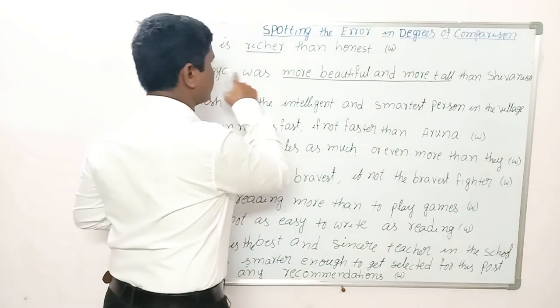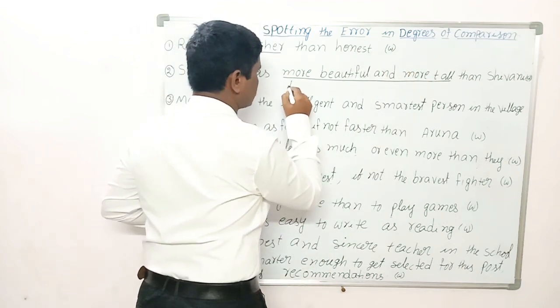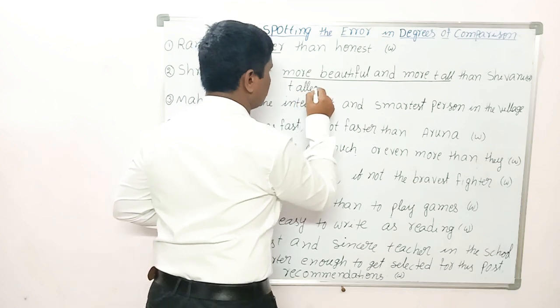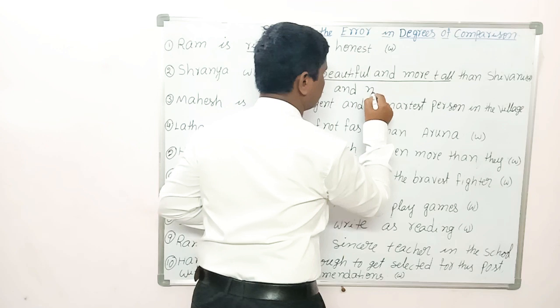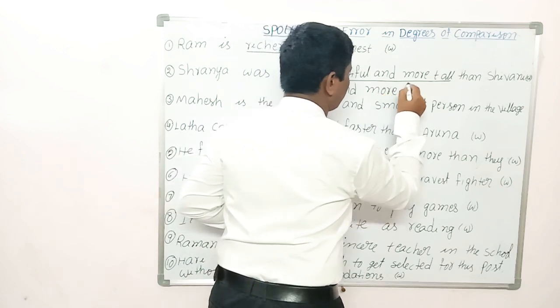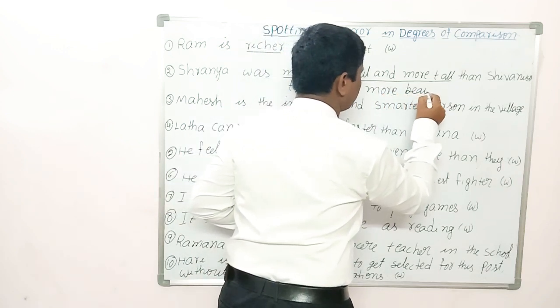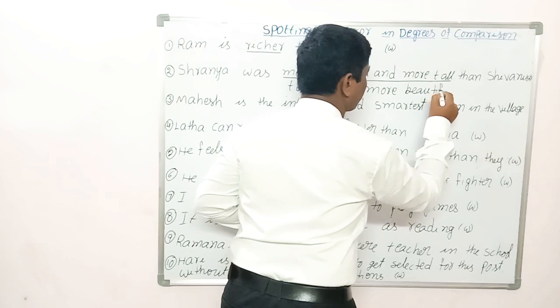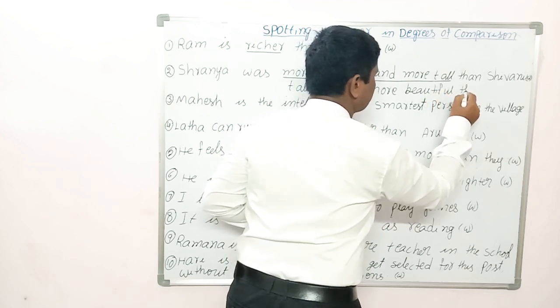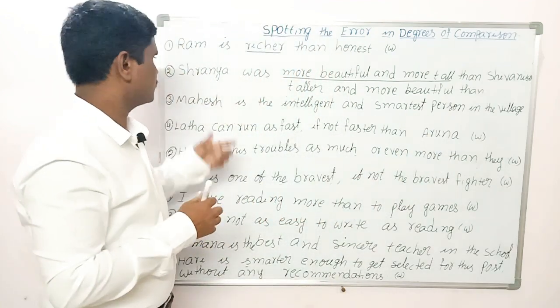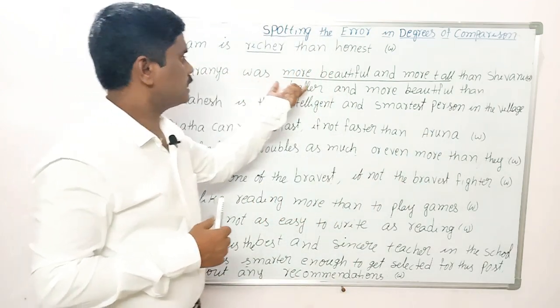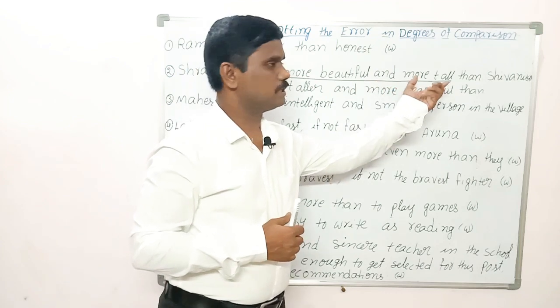That means first this one comes and next this one comes. Sharanya was taller and more beautiful than Shivani. This is the correct answer. Once again, Sharanya was taller and more beautiful than Shivani.